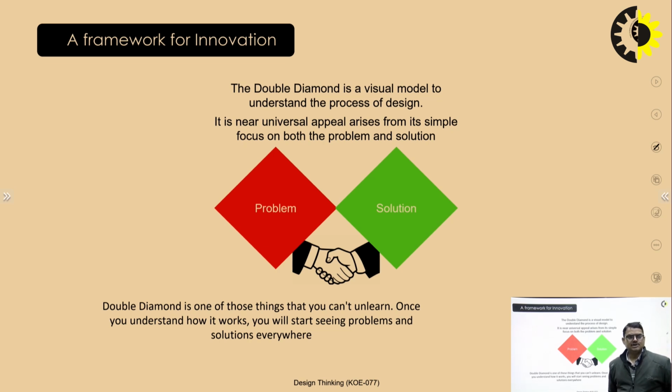So, the double diamond is one of those things that you can't unlearn. It is not possible to unlearn the double diamond theory. Once you understand how it works, you will start seeing problems and solutions everywhere around you. That is why I am saying that it is one of the most powerful and most popular tools in the domain of design thinking.